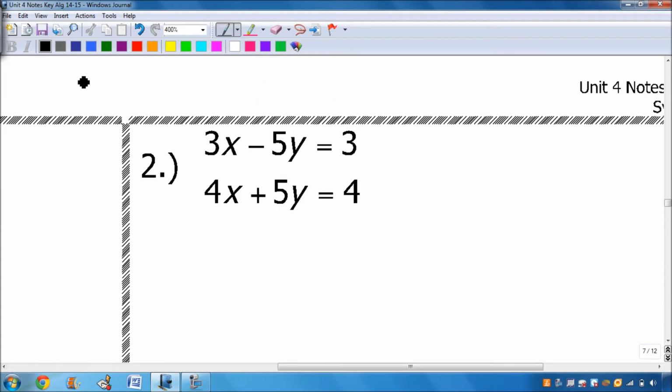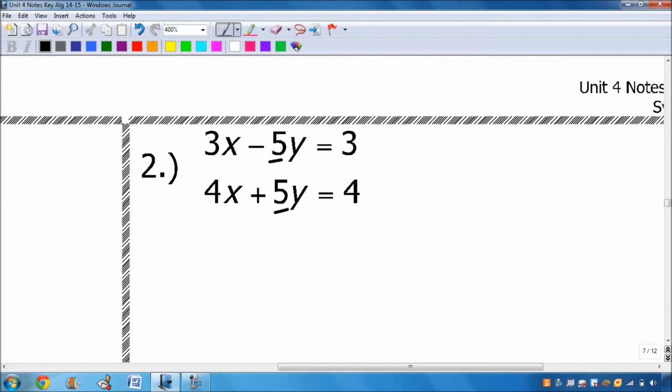All right, please take a look at question number 2. 3x minus 5y equals 3 and 4x plus 5y equals 4. Again, I can choose to eliminate either the x's or the y's. But if you look at the y's, they already have the same coefficients, and the coefficients are opposites of each other. So I don't have to do anything at all.